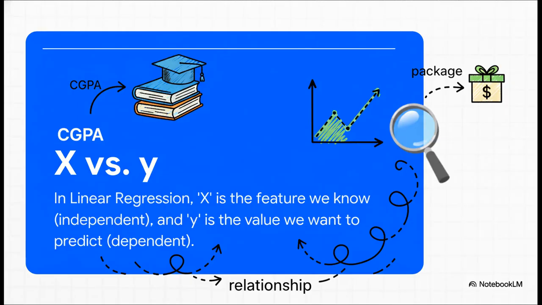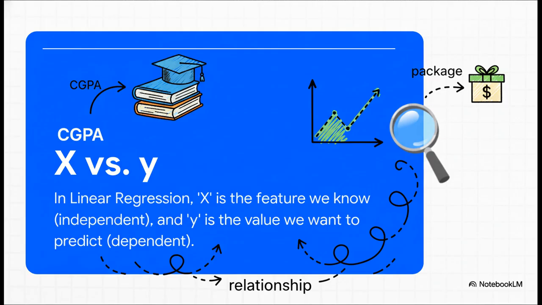And this whole idea of x and y is totally fundamental to machine learning. The goal is almost always to predict some target value y, based on some input features x. So we're telling our model, look at the CGPA, which is x, and learn how to predict the salary package, which is y.